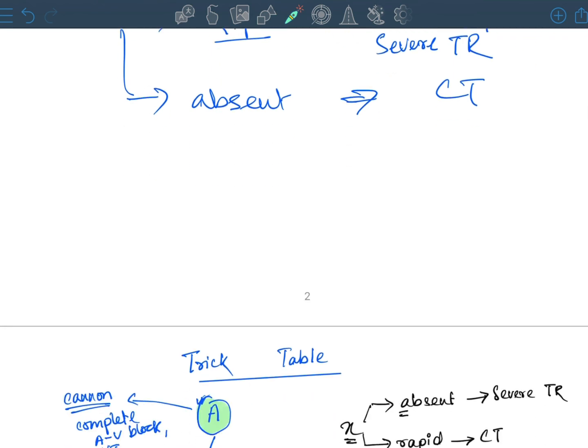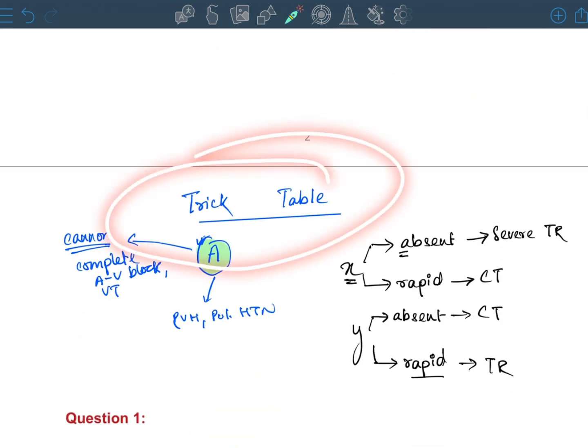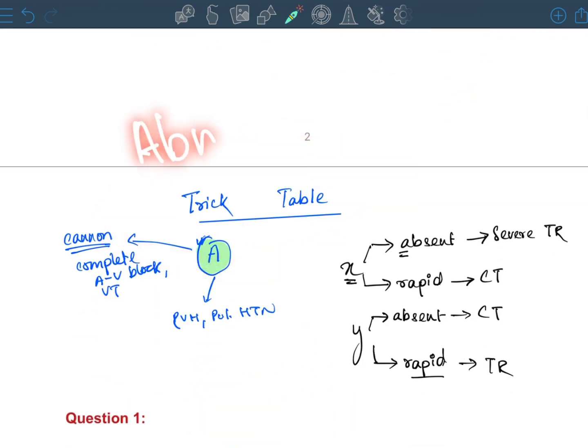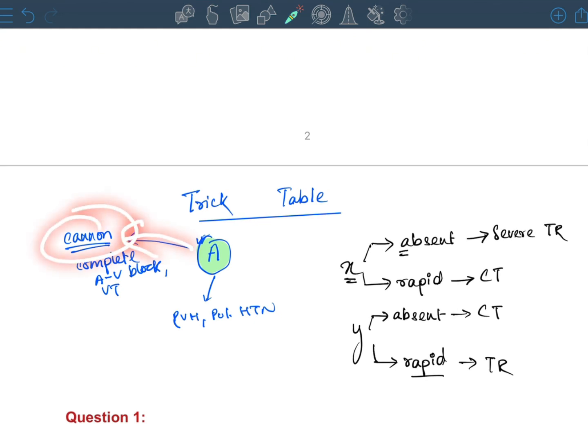This was the normal concept. Now this is the trick. Mainly questions are asked on abnormalities, if it's a difficult level question. Now the trick table: for the A wave, you must learn that if the A wave is prominent, it stands for pulmonary hypertension or RVH, right ventricular hypertrophy. And if the A wave is very large, like cannon or giant, then it stands for complete AV block, complete heart block, or VT. VT stands for ventricular tachycardia.